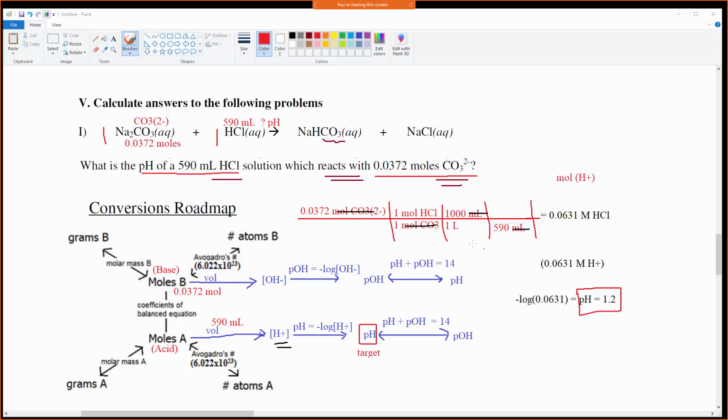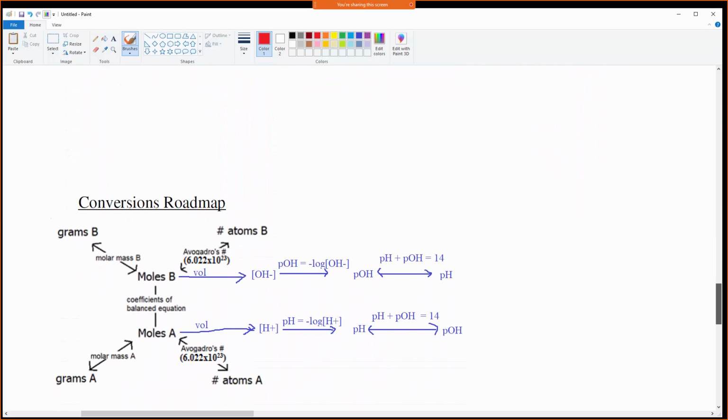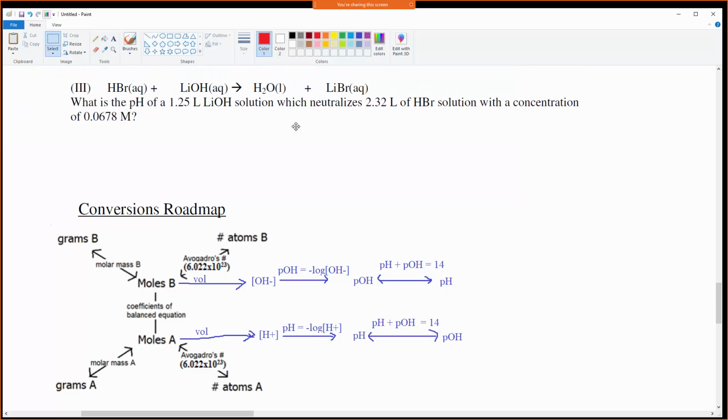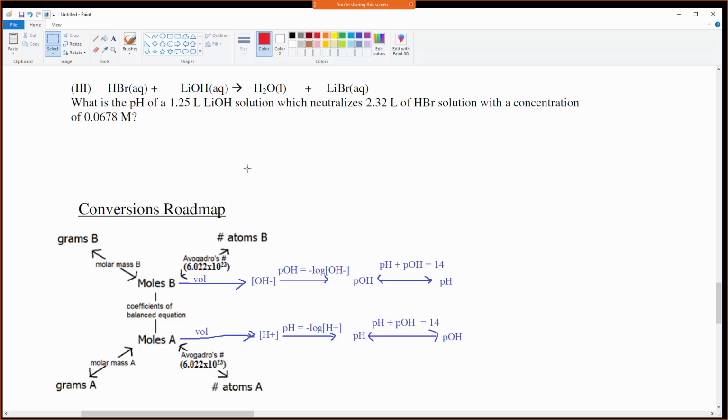All right, from the same worksheet, number 3, same kind of story. Let's pull this down here. See, I knew that I was gonna need another one of these. That's why I stuck it here. In fact, I'm probably gonna need it again in a minute, so I'm just gonna copy and paste this down here, just in case. Okay. What is the pH of a 1.25 liters lithium hydroxide solution which neutralizes 2.32 liters of an HBr solution with a concentration of 0.0678 molar? Whoa.